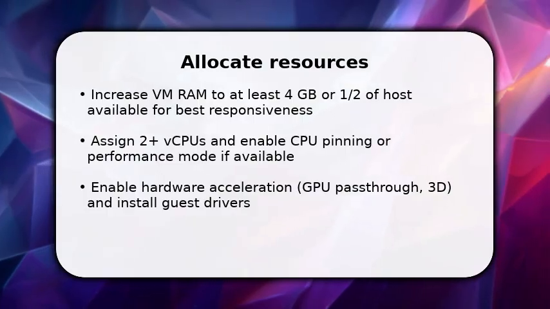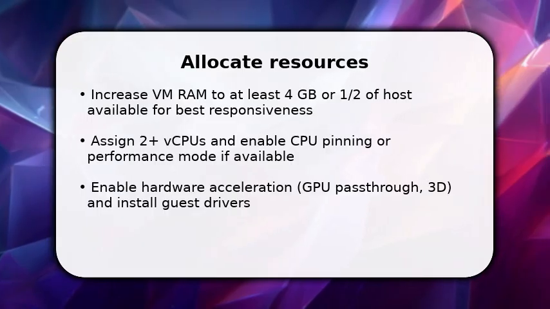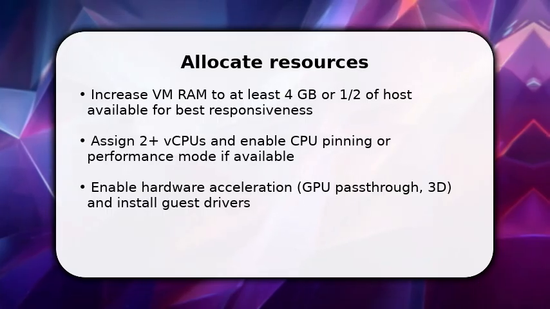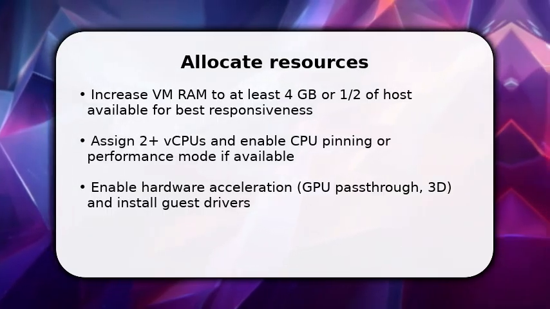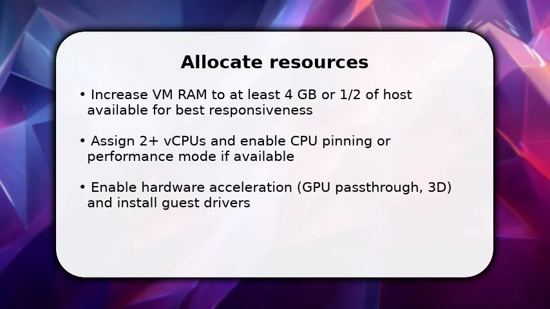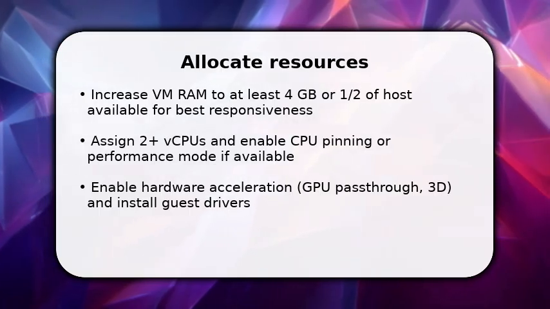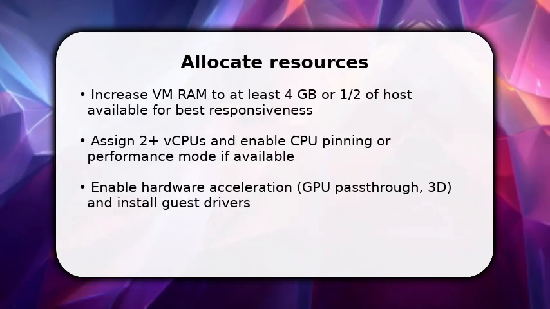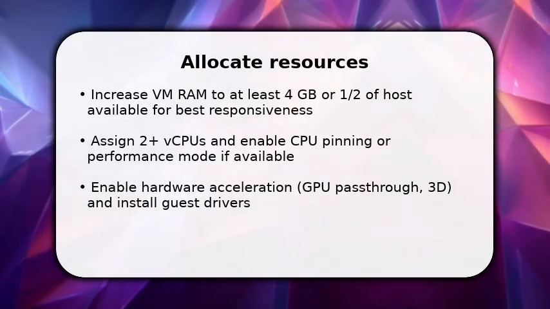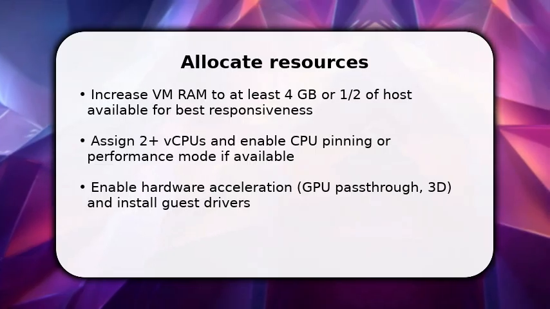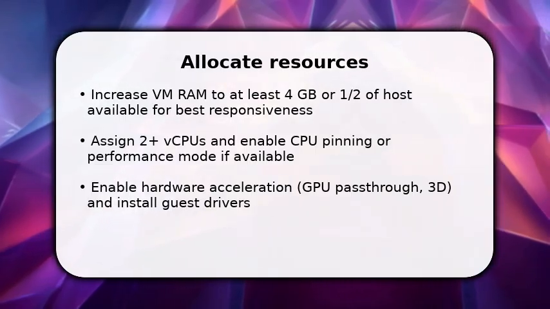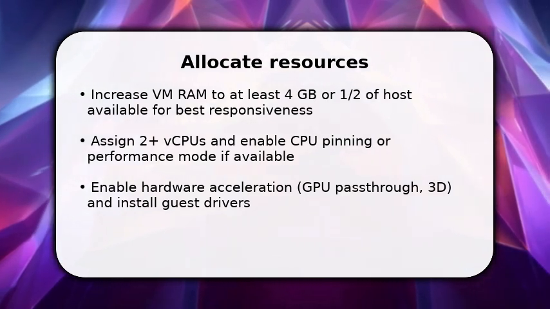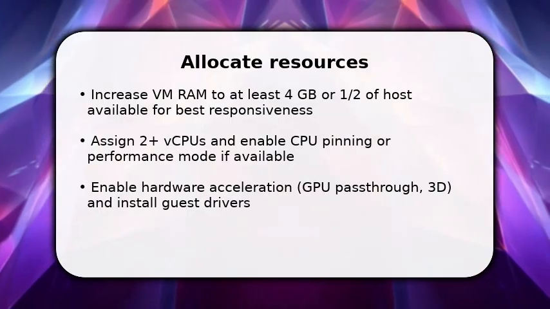Start by giving the virtual desktop the resources it needs. You should increase RAM to at least 4 GB or about 1/2 of what your host can spare, and assign 2 or more vCPUs. This reduces swapping and CPU contention. Once done, enable hardware acceleration like GPU pass-through or virtual 3D, and install the vendor guest drivers so graphics and compositing run on hardware rather than fall back to slow software rendering. Make sure virtualization features are enabled in BIOS.